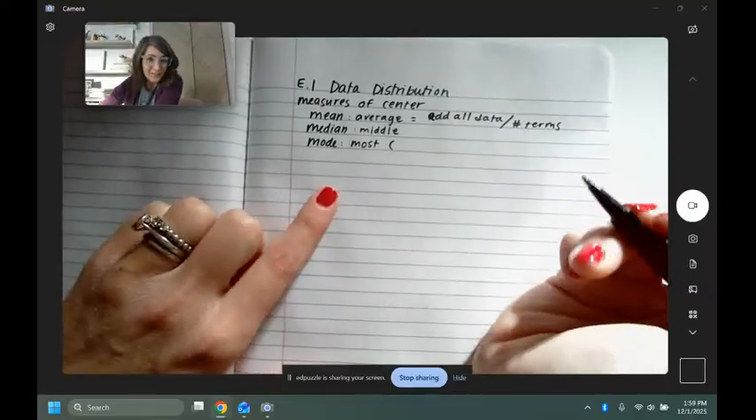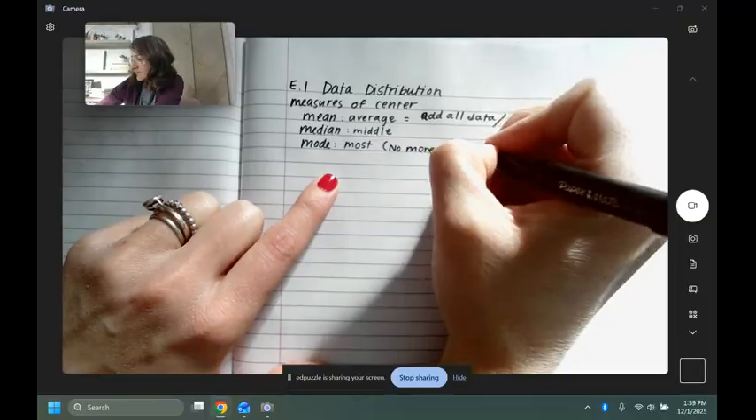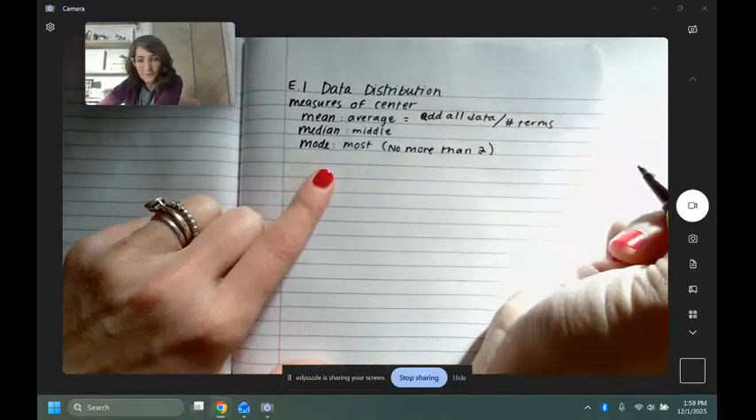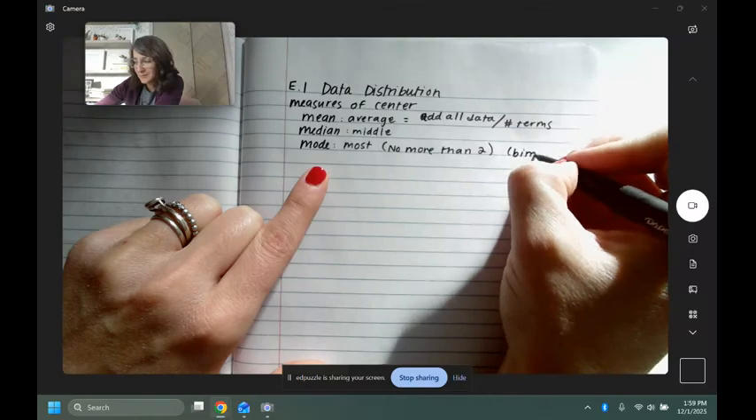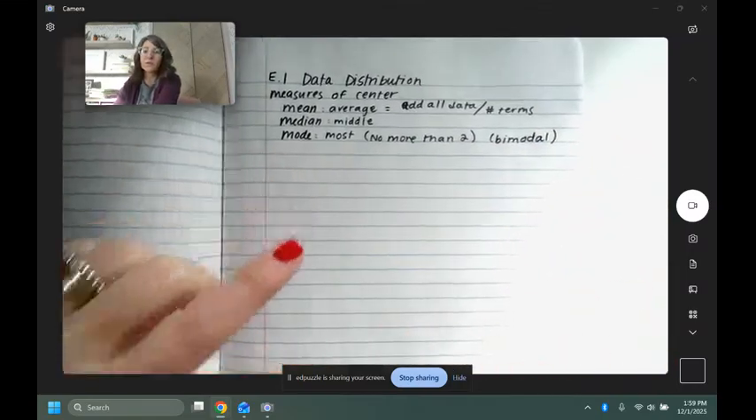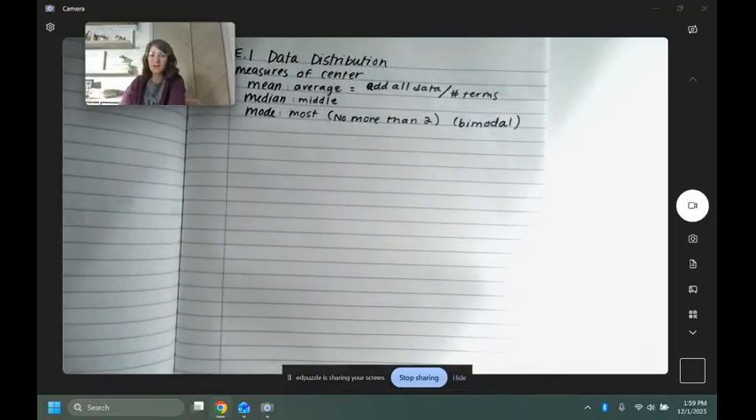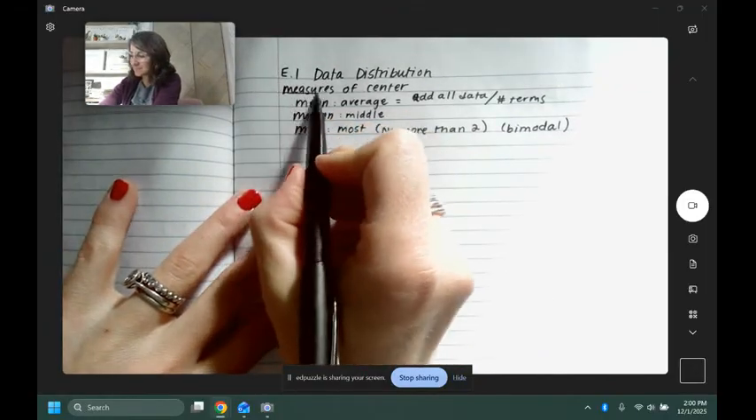You will not have more than 2. You can have 2 modes in a data set. That's called bimodal. 2 modes, bimodal. But you will not have more than 2. Oh, the sun just came out, like, okay. So mean, median, mode, those are your measures of center.